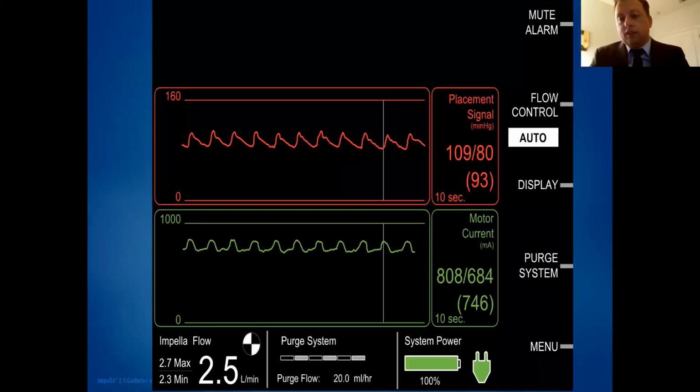When you look at the screen, this is what you're going to be seeing. And what you'll see here is the placement signal. This should look like an aortic waveform, which it does here. You'll also be looking at the motor current, and it should have this up and down appearance. As the heart is beating, as long as there's some pulsatility there, the motor current should be picking up. You also have your Impella flow in terms of liters per minute.